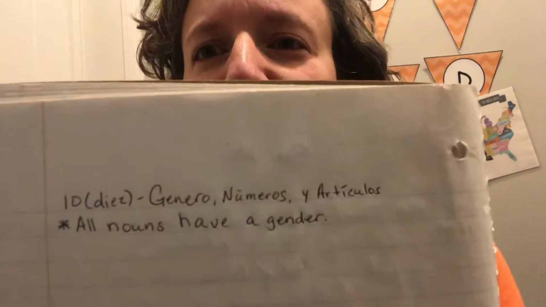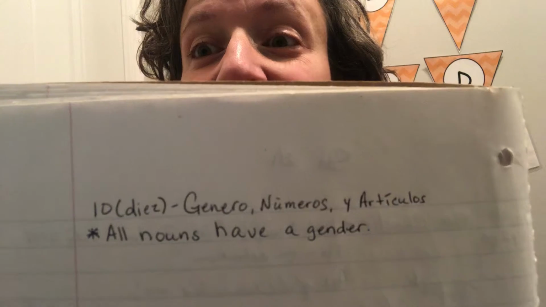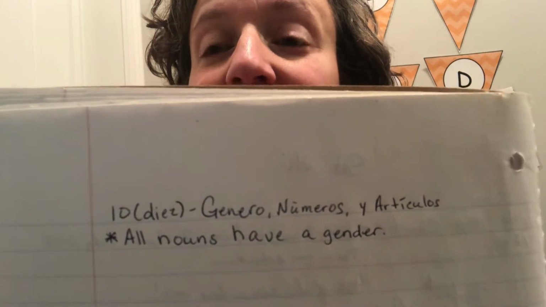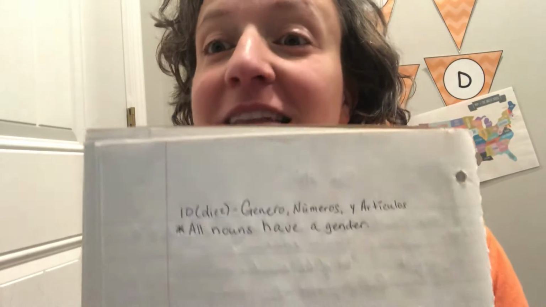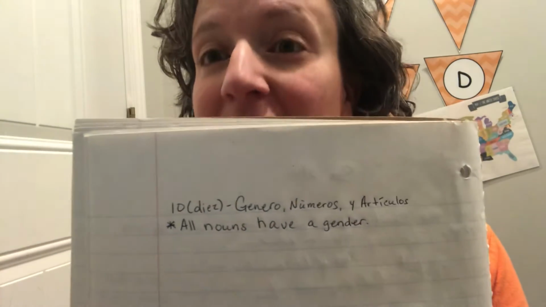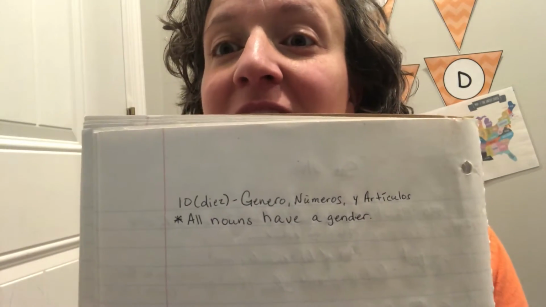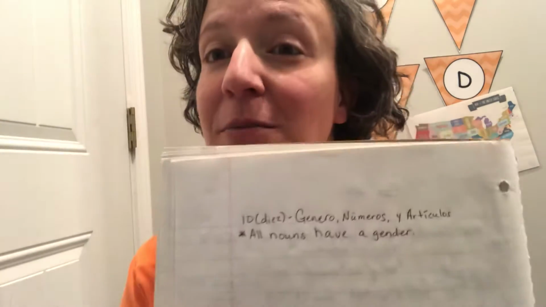So first off, you want to set up your interactive notebook. This goes on page 10. So pause the video, set that up. Make sure you get it on the table of contents and that you put your page number on page 10, and that you write Género, Números, y Artículos up at the top of the page. So that means gender, number, and articles.